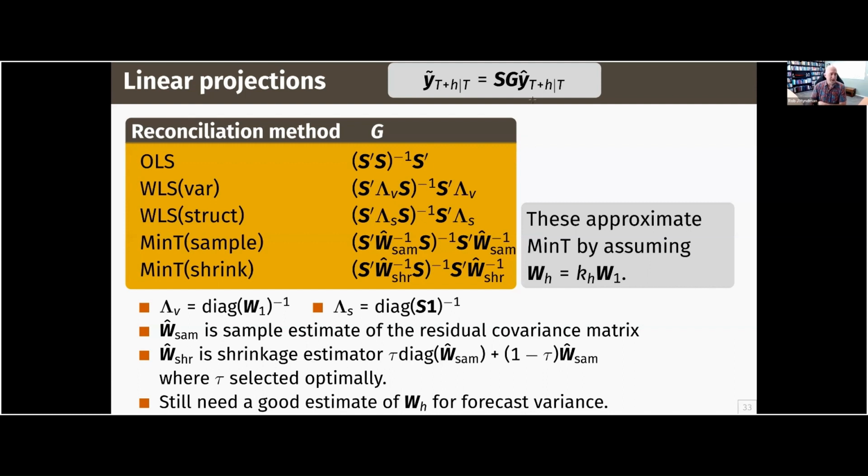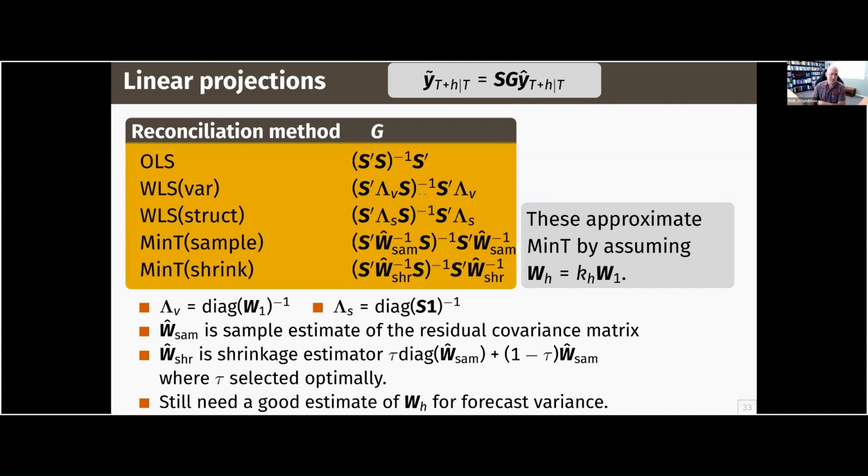So that seems a bit unlikely, doesn't it? Because you're ignoring all of the off diagonals, and in a hierarchy you would expect the aggregates to be correlated with the disaggregates, so you know that at least some of the off diagonals are not zero. So ignoring them doesn't seem like a great idea.